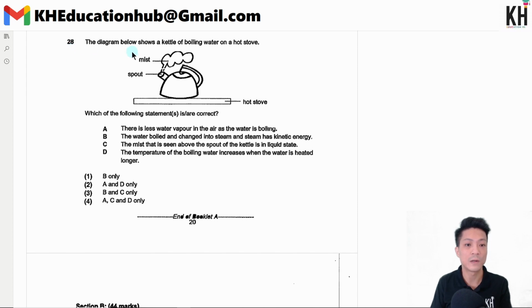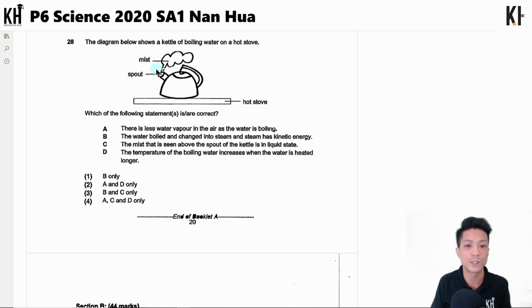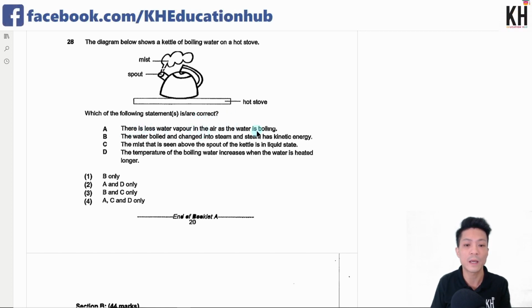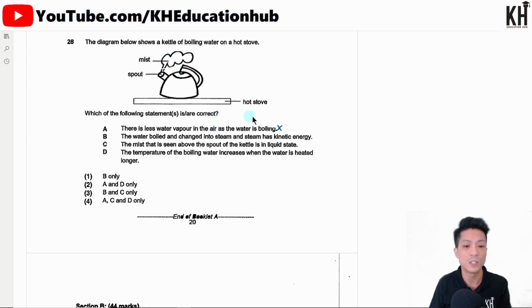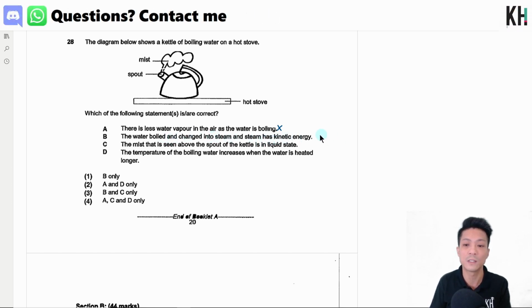Question 28. The diagram below shows a kettle of boiling water on a hot stove. When you're boiling water, a mist will be produced. Which of the following are correct? There is less water vapor in the air as the water is boiling. No. There should be more water vapor, because the water is changing from liquid to gas. The water boiled and changed into steam, and steam has kinetic energy. Yes, steam has a lot of kinetic energy.